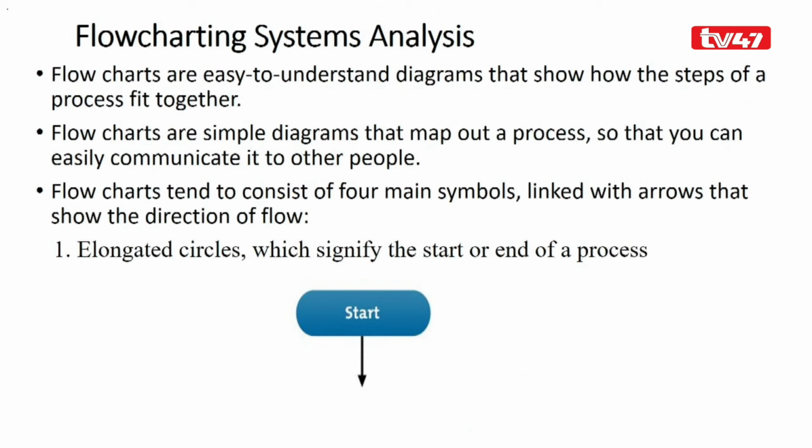This usually signifies the start and the end of a process. Every flowchart starts with this symbol, and the one at the start is usually labeled as start. The one at the end can be stop or end, depending on how you want to call it. So this is the symbol that normally starts every flowchart, and at the end we end with the end symbol or stop symbol.